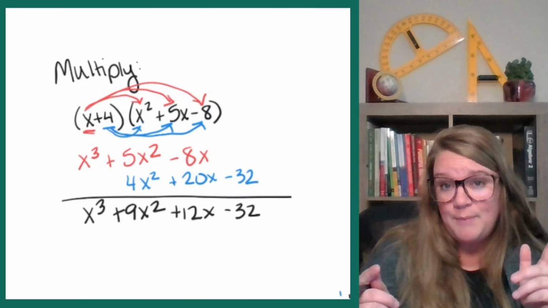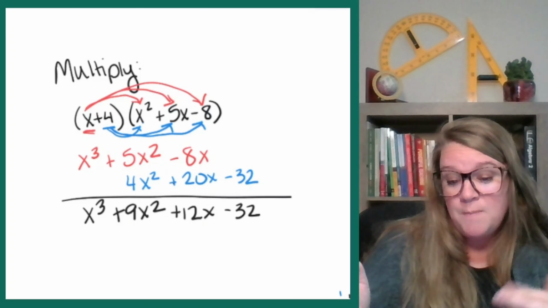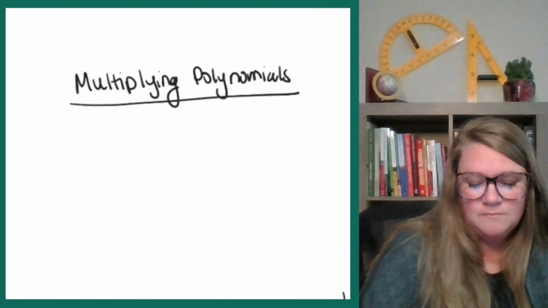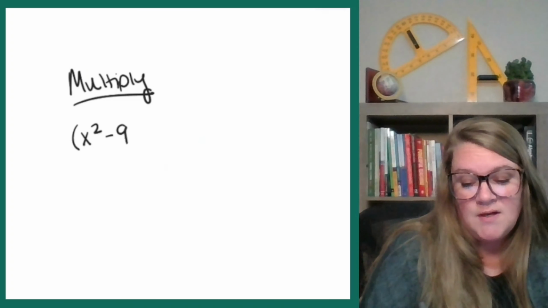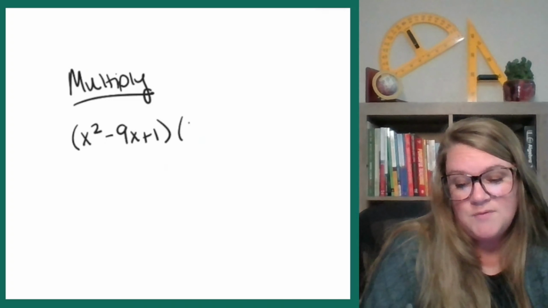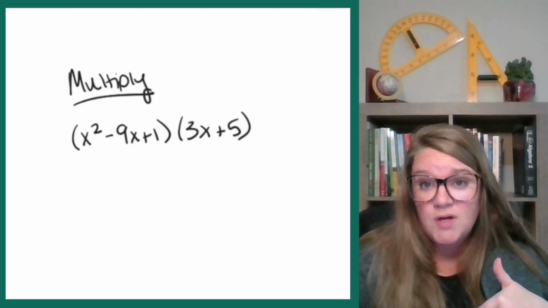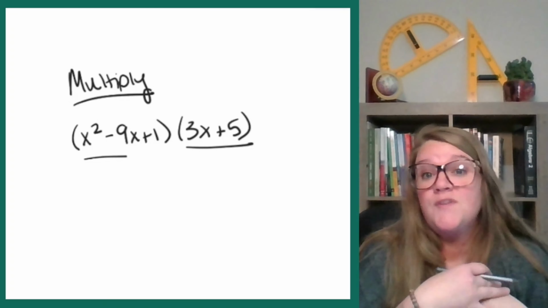Now, let's see what happens when we flip it. Let's put our trinomial in front and my binomial at the end. So let's multiply these. Let's take x squared minus 9x plus 1 times 3x plus 5. So this one is very similar to that last one. I'm still taking a binomial times a trinomial. We have two terms in this one, and we have three terms in this one, but they're just flip-flopped, okay?